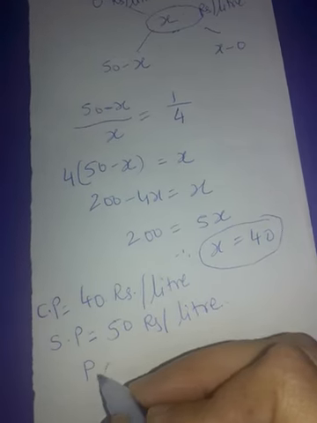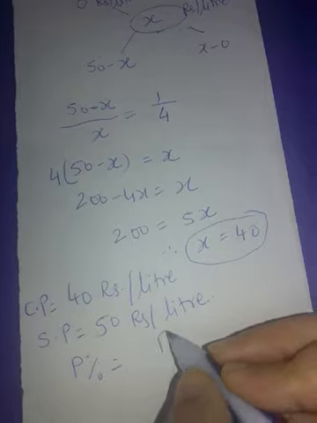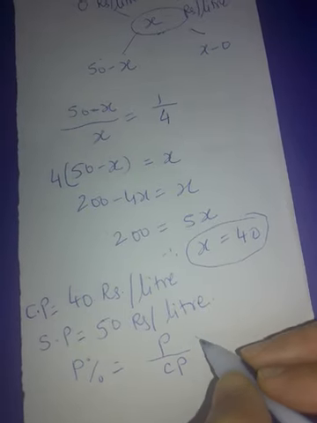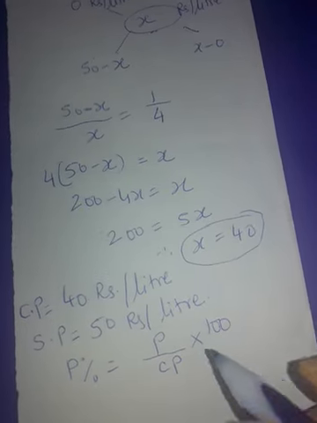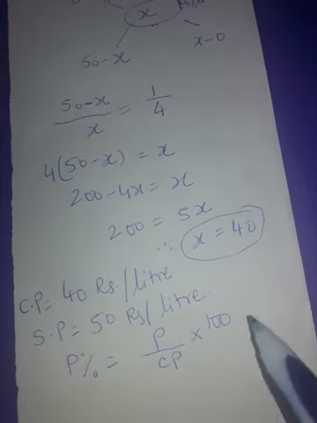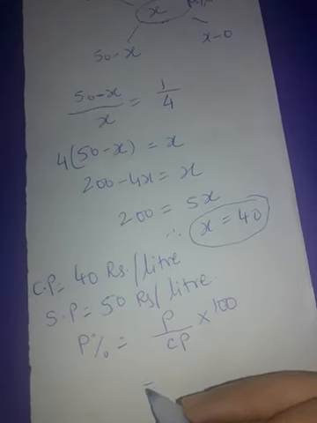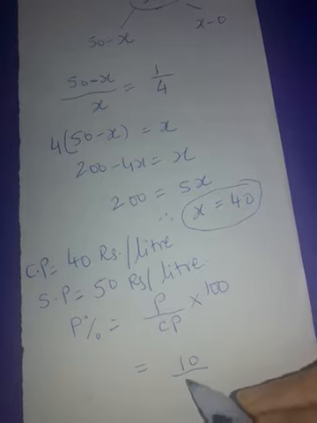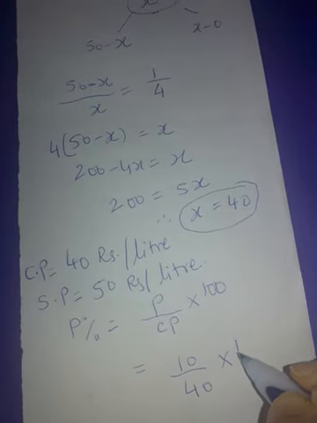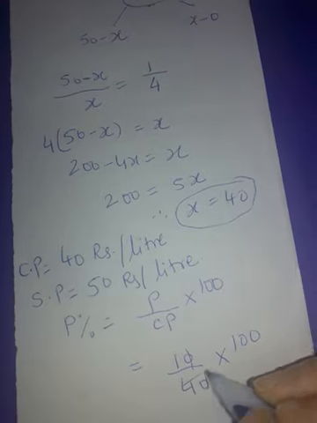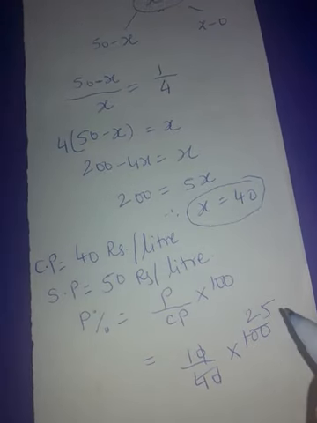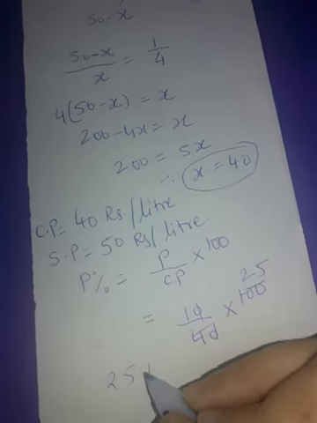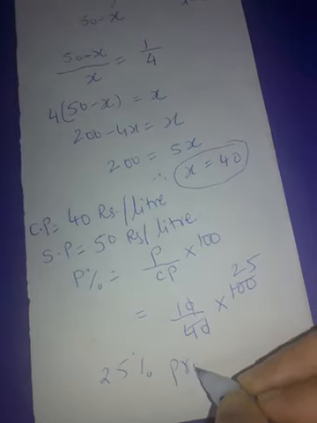And how do we find profit percent? It is profit upon cost price multiplied by 100. In every part of profit and loss, we have used this. So by now you must have memorized it. Profit is 10, cost price is 40, into 100. So answer is 25% profit.